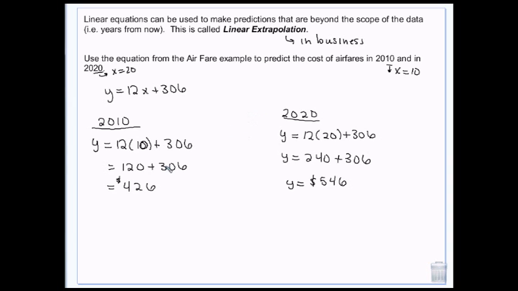Now, this may not be 100% accurate because it's extrapolation, it's best guesstimates. We can't come back in 2020 and be like, oh, you were wrong, the flight was only $490. These are just to make estimates.